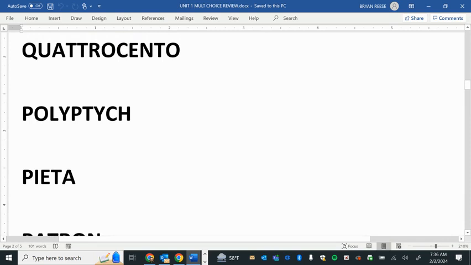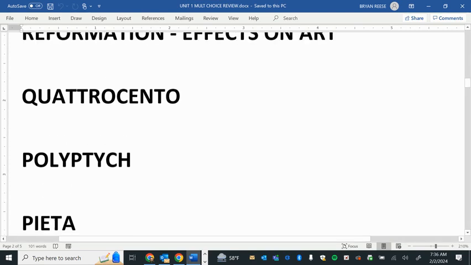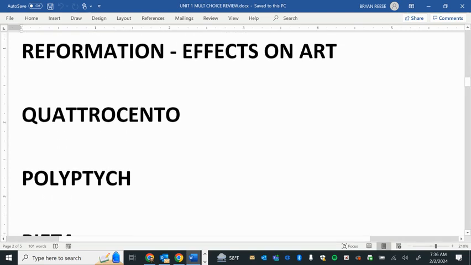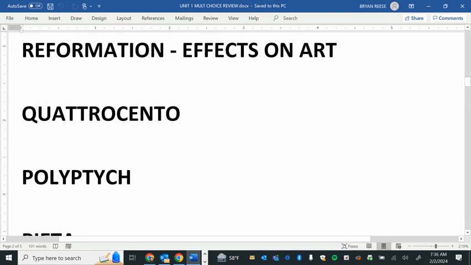Quattrocento. You should know what quattrocento means. There's a question about the effects on art from the Reformation.